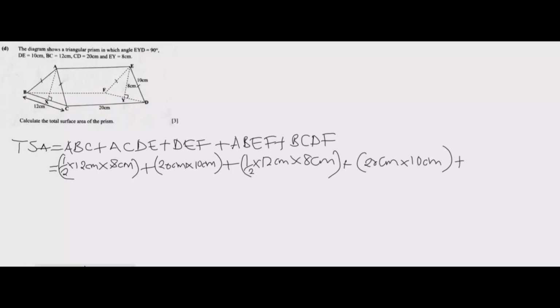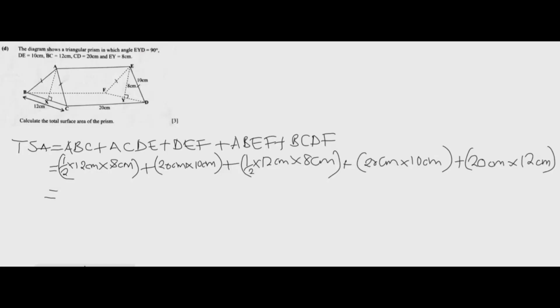For that one, we say plus, then open bracket. The surface area is 20 by 12. This line is 20, but this line is 12. So that will be 20 centimeter by 12 centimeter, close bracket, like that. Now once we have done this, the next thing we're going to do is say equal to, then we start evaluating.